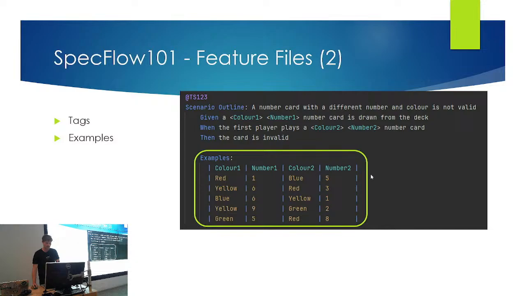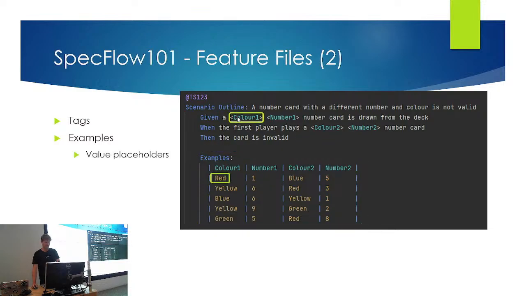And examples, these are really cool. This allows us to run the same test multiple times with different sets of data. This is basically the equivalent of a theory attribute in XUnit or a data row in MS Test. For each one of these rows, it's going to run the test with different arguments for each column. So we can see in this example, on the first run, it's going to pass the red value into color 1. It's going to pass 1 into number 1, blue into color 2. You get the idea. These arguments need the angle brackets as well, so that's how we use them as placeholders.